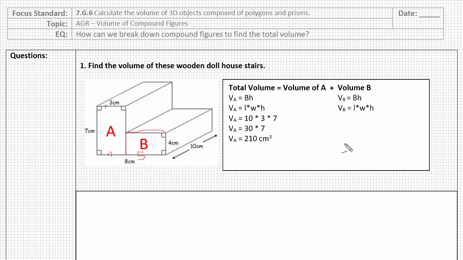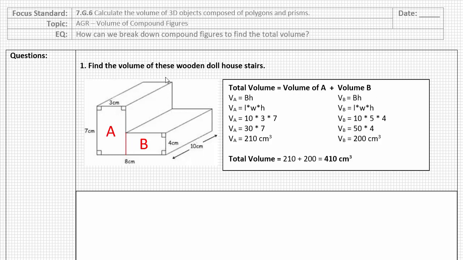If you haven't done so already, let's finish the calculations for the volume of this second prism. In plugging in those values, we find that the volume of this prism B is 200 centimeters cubed. And now to find the total volume, just like as I mentioned up here, we're just going to combine these two values.